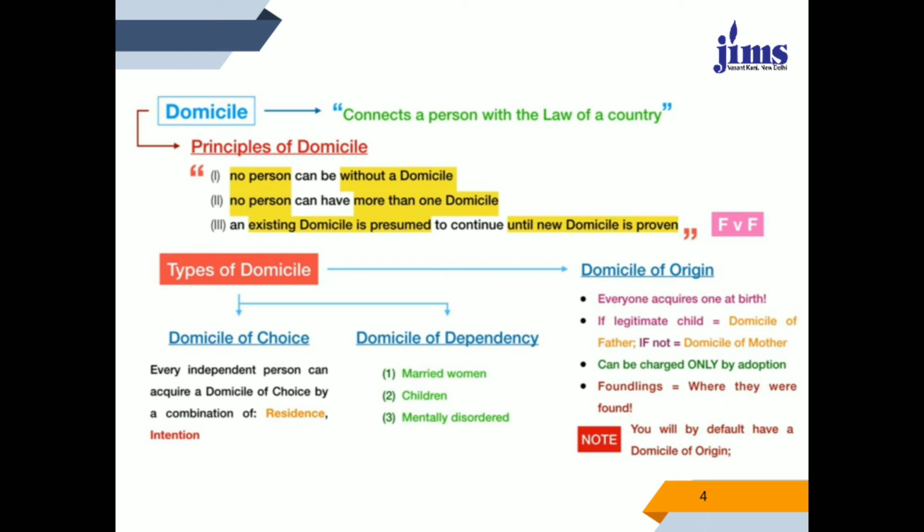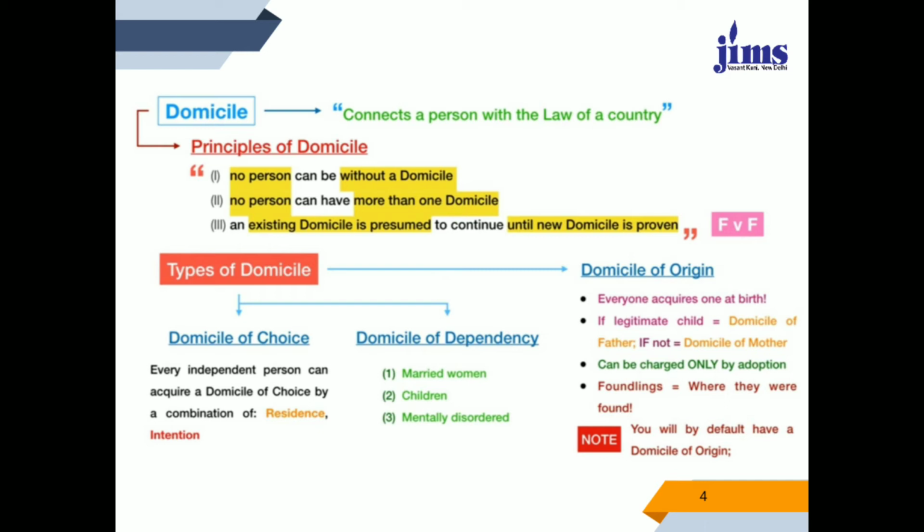So we have three types of domicile. Starting first, we have the domicile of origin. It is a basic principle that everyone acquires a domicile at birth. If a child is legitimate, he gets the domicile of the father, and if he is illegitimate, he gets the domicile of the mother.